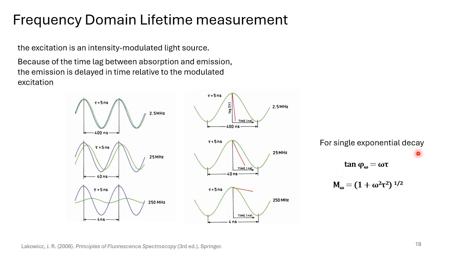Now, for a single exponential decay, these two equations are used to calculate the lifetime measurement. So this is the frequency domain lifetime measurement, and of course we can easily understand that this difference is occurring due to the lifetime. So from this phase lagging and from these two equations, we can calculate the lifetime of the fluorophore.